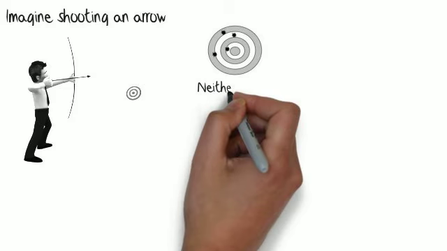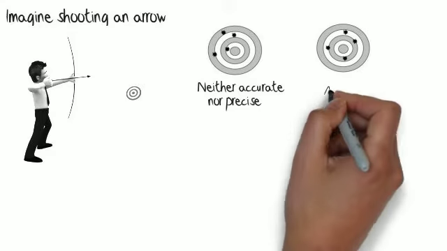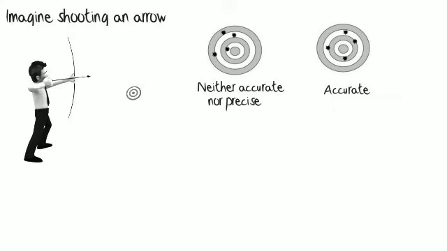You could be neither accurate nor precise, and that's what this picture here shows, in that you have a grouping of hits, but none of them are in the bullseye. You could have accurate, but not precise, which is this next picture. If you average where those hits are, you would be in the bullseye, so that would be accurate.